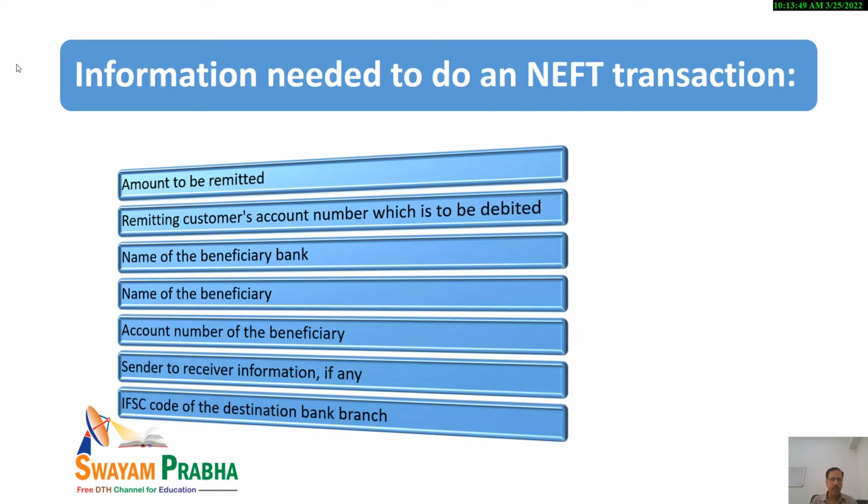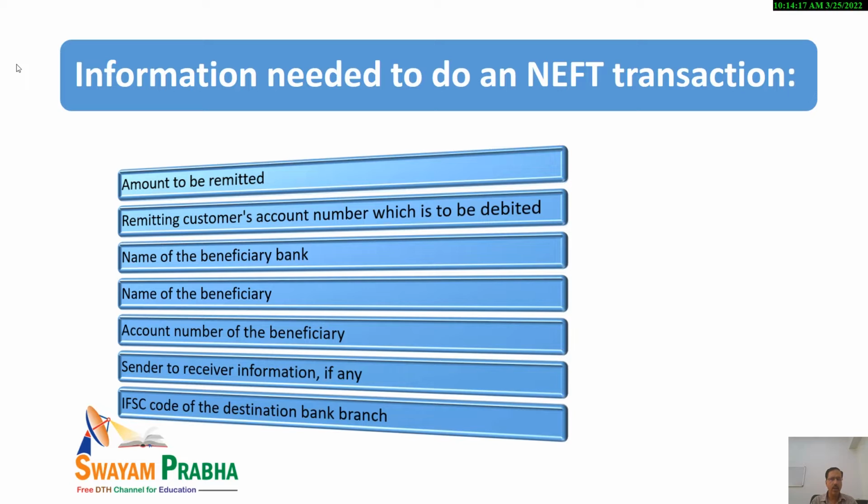So, the exact account number, there should not be any variation, so it should be known. And then sender to receiver information, in case there is any. And the most important, that is the IFSC code, the Indian Financial System Code of the destination bank branch. So these are a few requirements.